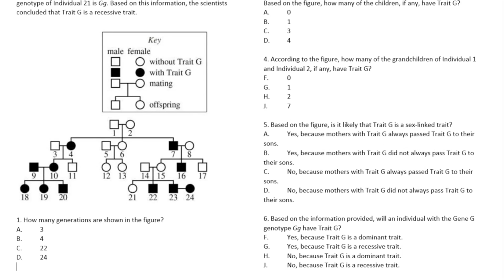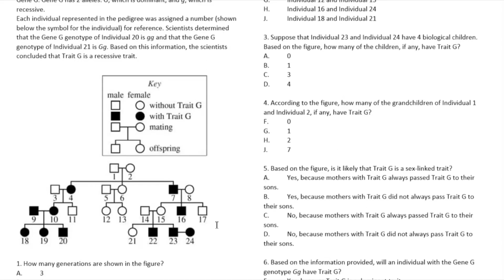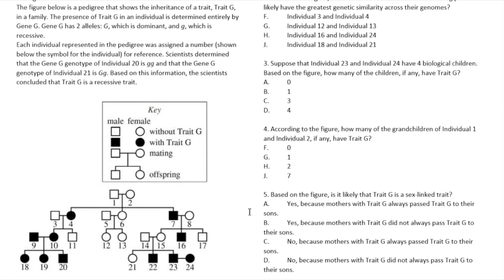Our last question for this passage, question 6, says, based on the information provided, will an individual with the gene G genotype, capital G, lowercase g, have trait G? And our options are yes, no, and because they have a dominant trait, or because it's a recessive trait. So capital G, lowercase g, will they have trait G? Let's scroll up to the paragraph and examine the second paragraph in particular, because that's the important part here.